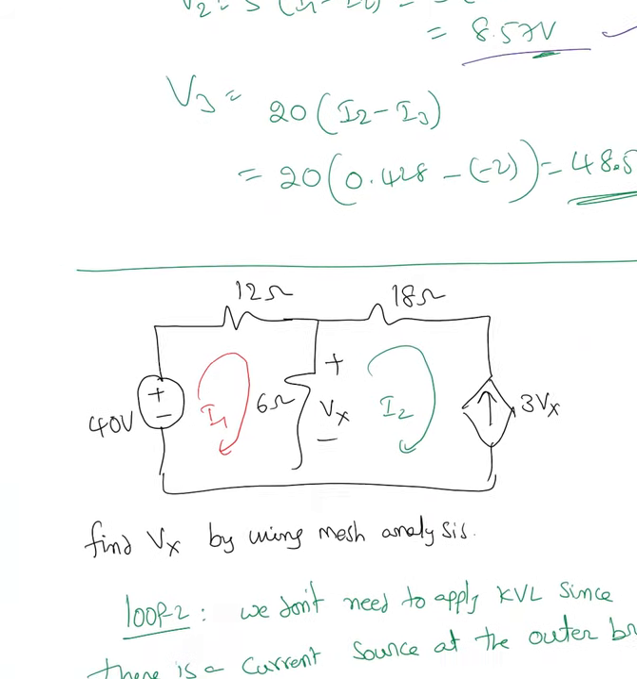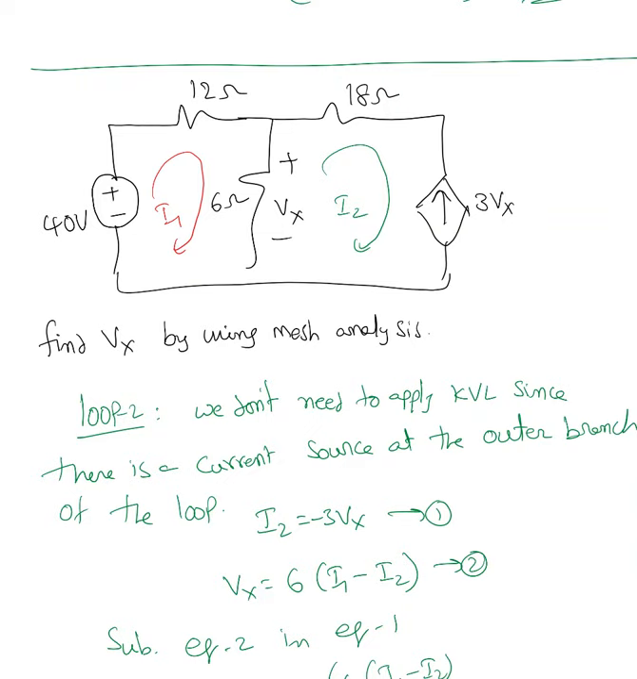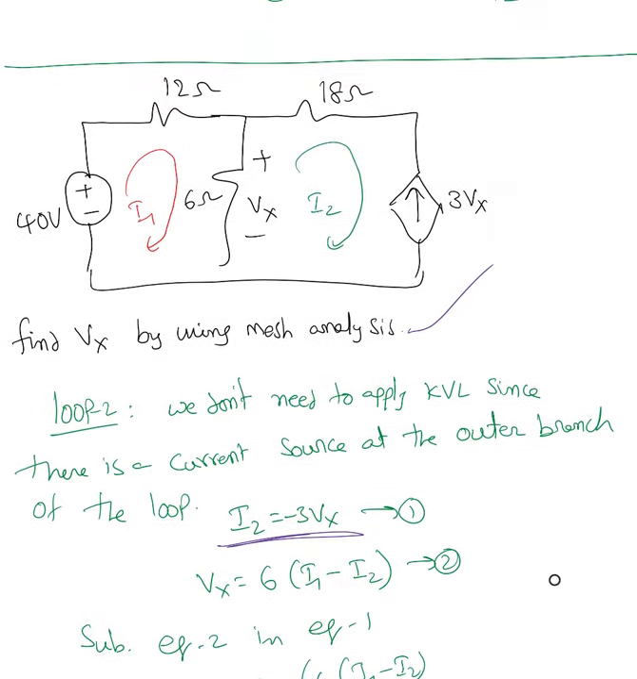Now here is another example. Here there are two loops. The question is find Vx by using mesh analysis. Loop 2, as long as there is a current source in the outer branch of the loop, we don't need to apply KVL. So that's what I did. We don't need to apply KVL since there is a current source at the outer branch of the loop. I2 equal to minus 3Vx. So Vx, similar to the previous case, I can write it as Vx equal to 6 times (I1 minus I2), the current passing through it.